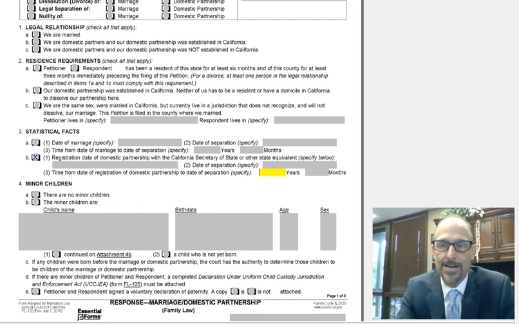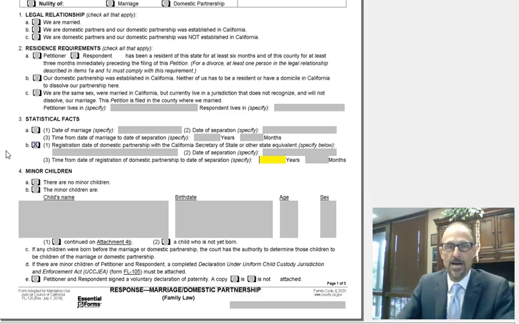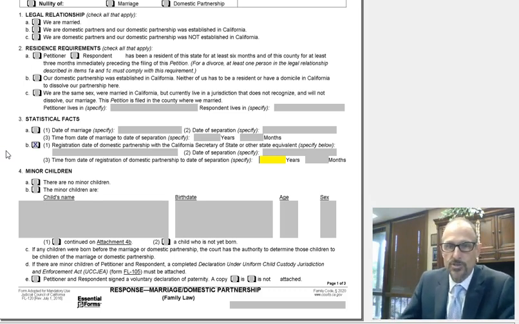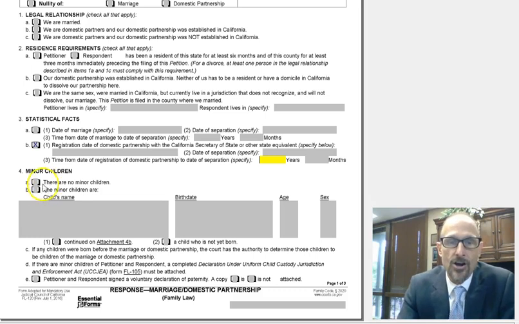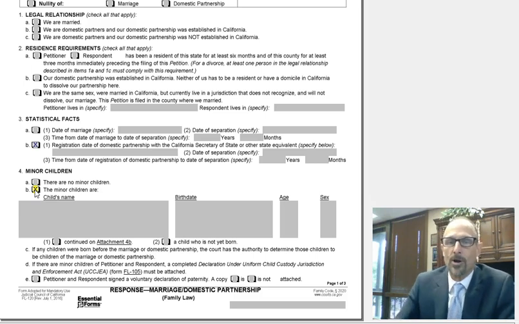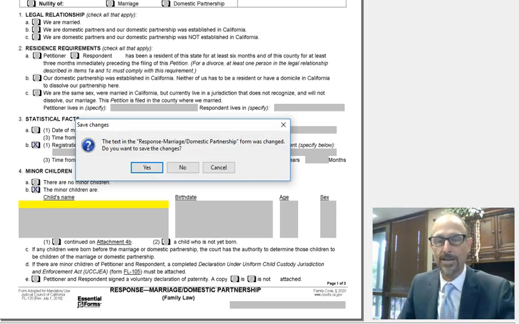This talks about minor children of the marriage or of the domestic partnership. So, if you have adopted children or if you have children together, you're going to mark B. If you don't have any children of this relationship, mark A and move on to the next section. But if you do have children, you're going to mark B. Then you're going to list the child's name where it's appropriate.